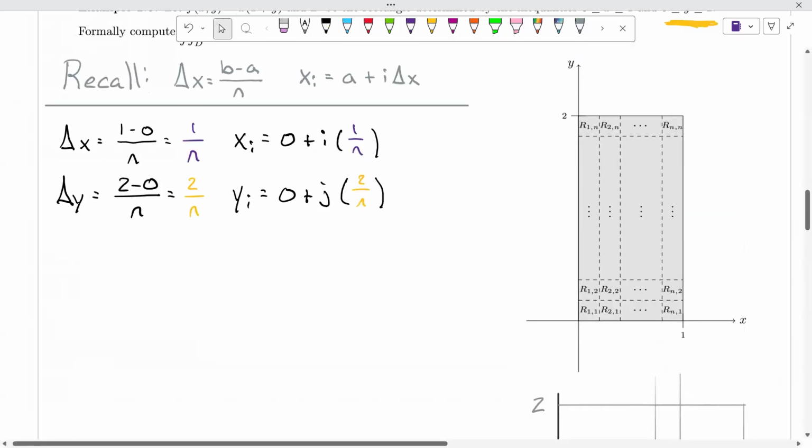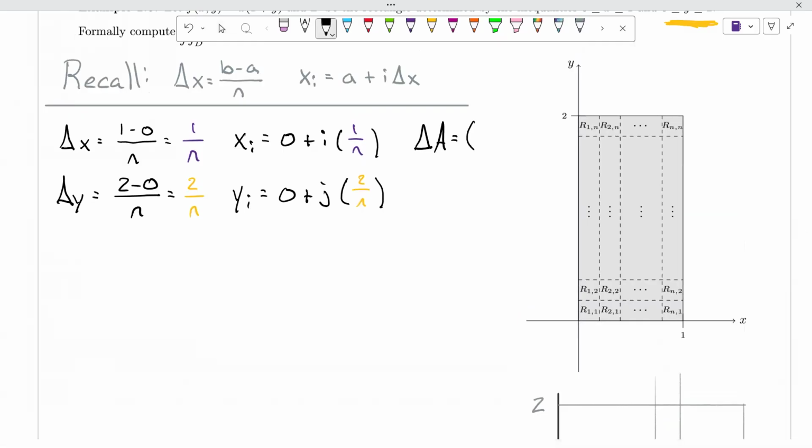So let's go write down that expression up here. Delta A, we need it next. It'll be 1 over n times 2 over n, which is 2 over n squared. And now we've got all of our individual pieces. So let's try and build this double Riemann sum somewhere.